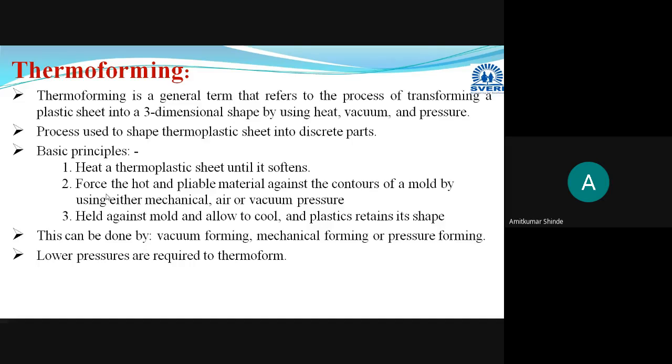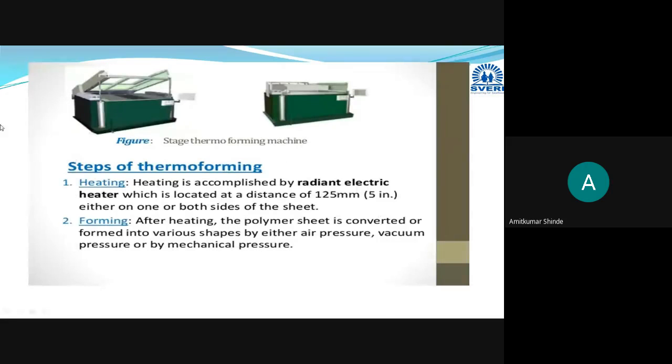In this way the thermoforming process consists of three stages. First is the heating, then applying the force, and third is the cooling process. You have to provide some cooling time so that it will acquire the desired shape and size. Now these basic stages are explained here.